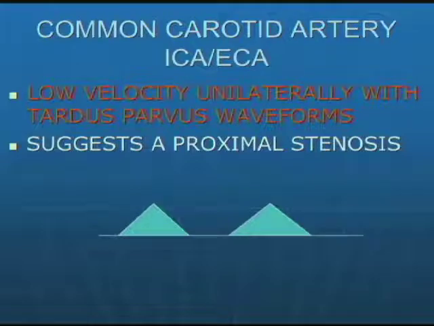Now, let's think about some waveforms that we might have in the common carotid artery, the internal carotid, or the external carotid artery. One of the more common abnormal waveforms is that of a low velocity profile unilaterally with tardus parvus waveforms. When you see a tardus parvus waveform, that suggests a more proximal stenosis, and it looks like little pyramids. The waveform is slow to rise to peak, and the waveform is never very high, parvus meaning small.